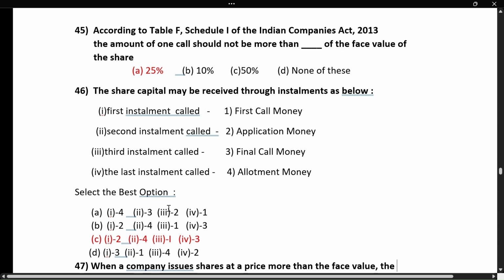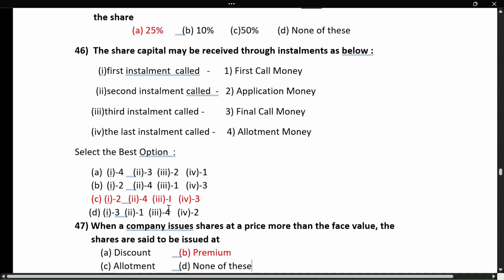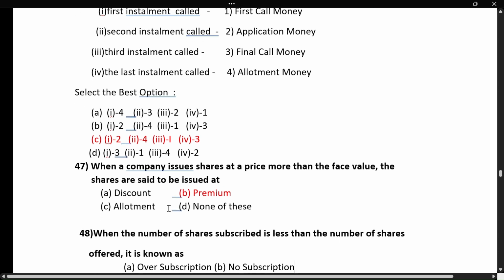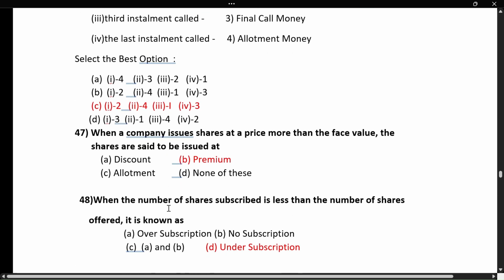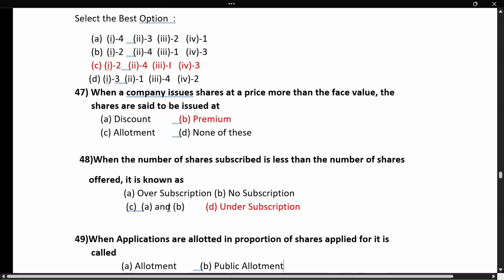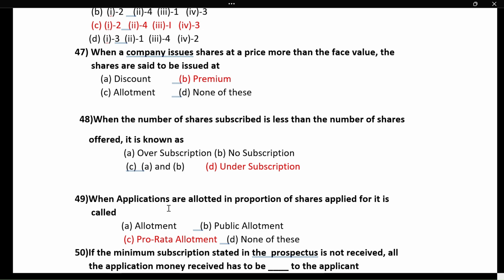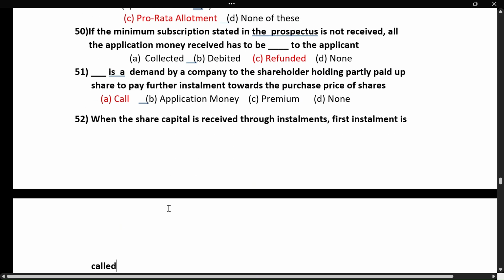The share capital may be received through installments. First installment is application money. Second is allotment money. Third installment is the first call. The last installment is the final call money. When a company issues shares at a price more than the face value, it is known as premium. When the number of shares subscribed is less than the number of shares offered, it is under subscription.